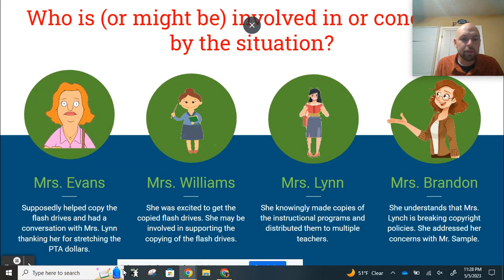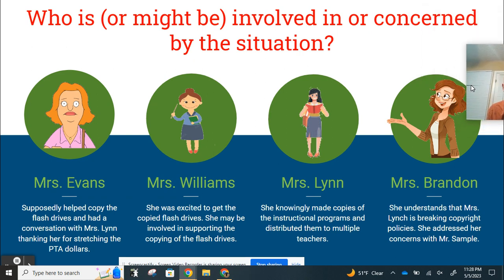The next thing I'm going to look at is who is or might be involved in or concerned by the situation. The four people who play that role are Mrs. Evans, who supposedly helped copy the flash drives and had a conversation with Mrs. Lynn, thanking her for stretching the PTA dollars. To me, this puts the employee in a situation where she feels she's satisfying the PTA president by breaking these copyright laws. Mrs. Williams was excited to get the copied flash drives. She may be involved in supporting the copying of flash drives. Mrs. Williams is looking for that resource, and so really, Mrs. Lynn is being satisfied because she's pleasing Mrs. Williams.